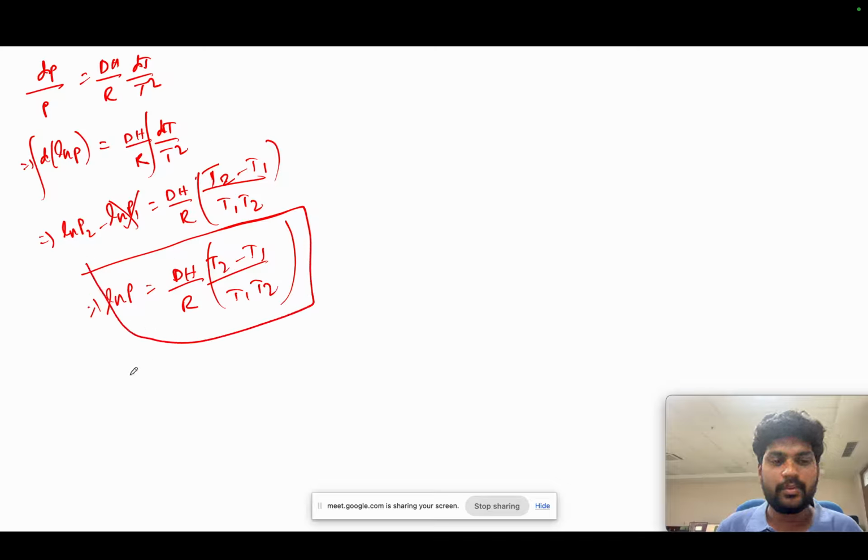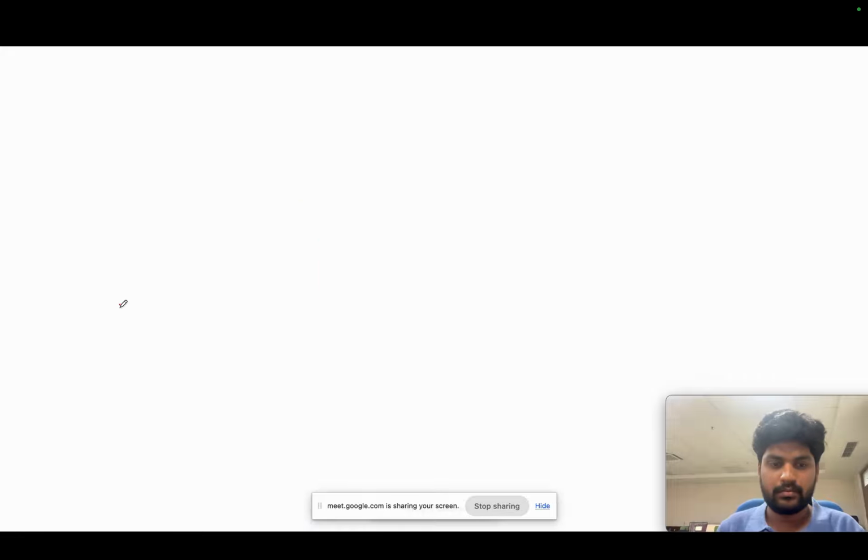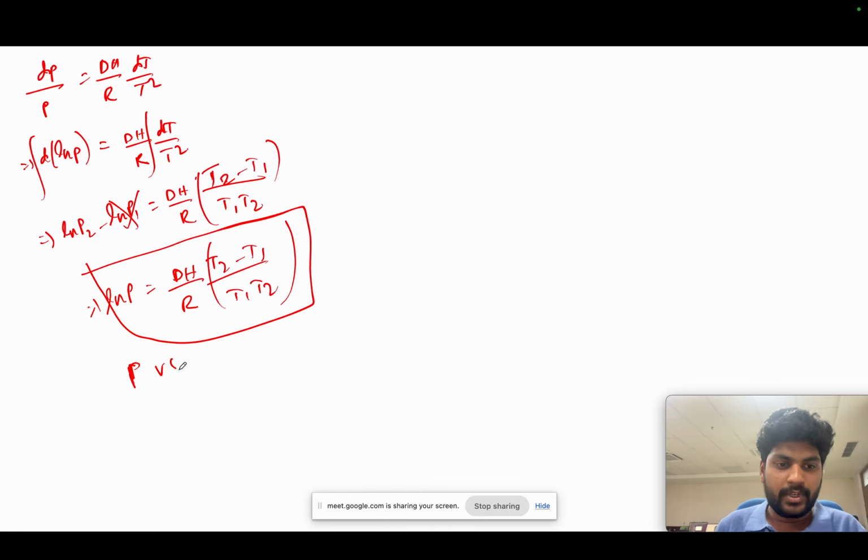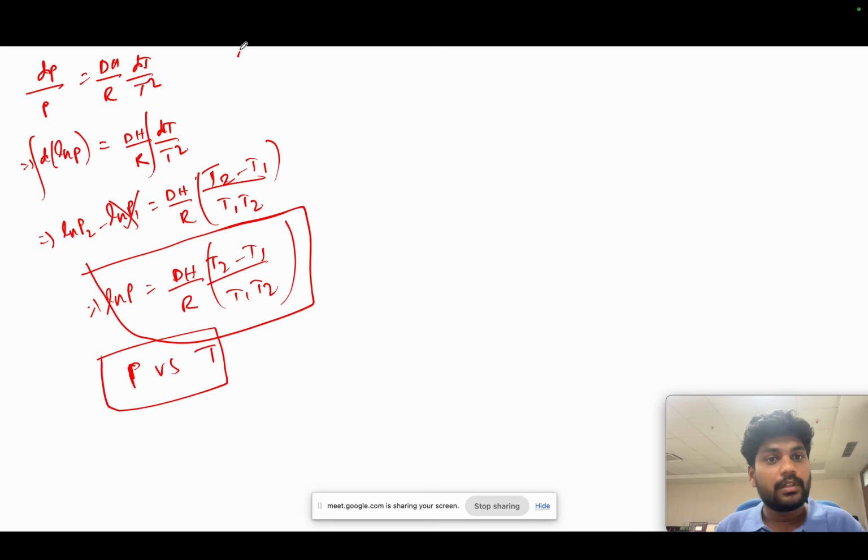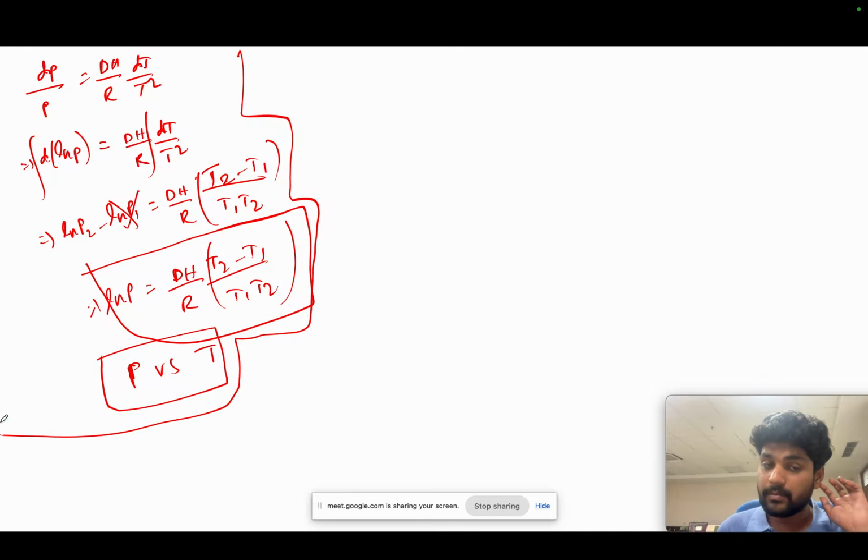So this is the relation between pressure versus temperature. Any doubts in this equation? With this we completed the basic version of phase equilibria. You need to understand how the Clapeyron equation assumptions were made, how we get the relation between delta S, delta V, and delta H, and how we got P versus T.